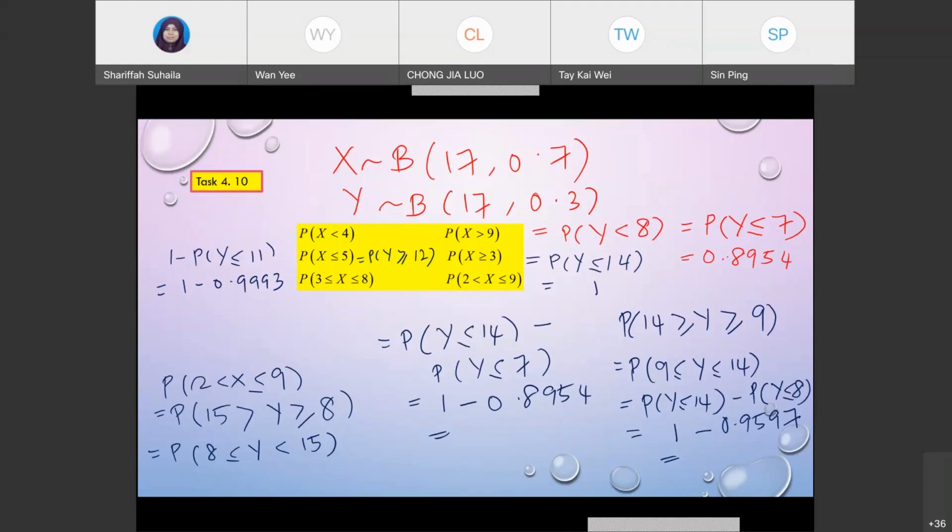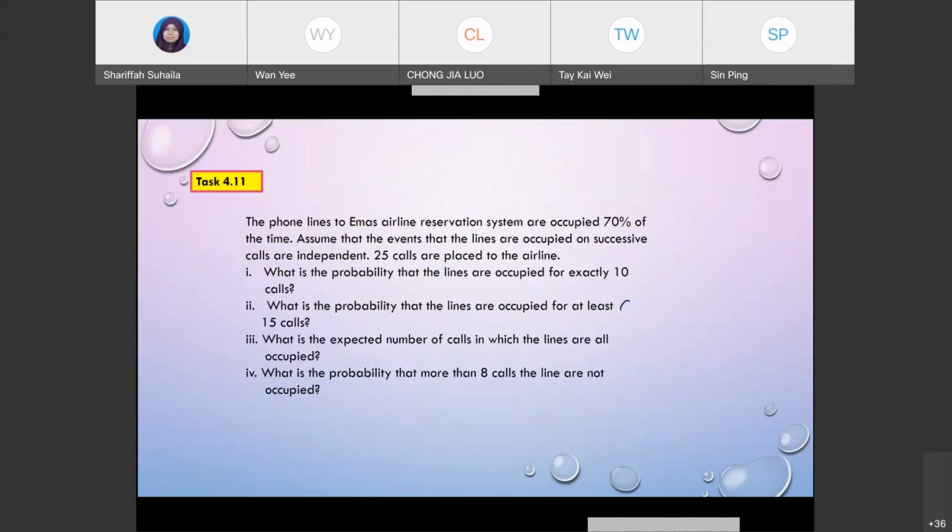So that is how you find the probability when we have the case pi greater than 0.5. This is just an exercise on how we use the stats table. But again, the question should be in a long sentence. So let's say we refer to task 4.11. You read the question, identify what is your n, what is your pi, and if possible, what is your random variable x.